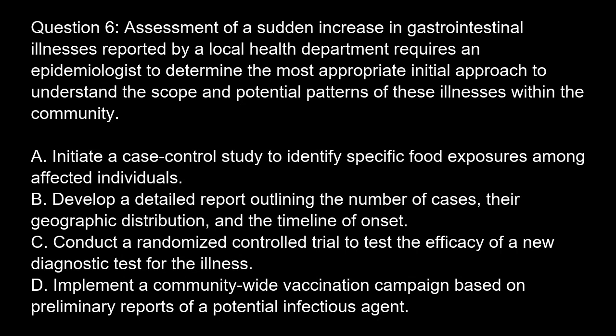Question 6. Assessment of a sudden increase in gastrointestinal illnesses reported by a local health department requires an epidemiologist to determine the most appropriate initial approach to understand the scope and potential patterns of these illnesses within the community. Option A. Initiate a case control study to identify specific food exposures among affected individuals. Option B. Develop a detailed report outlining the number of cases, their geographic distribution, and the timeline of onset. Option C. Conduct a randomized controlled trial to test the efficacy of a new diagnostic test for the illness. Option D. Implement a community-wide vaccination campaign based on preliminary reports of a potential infectious agent.